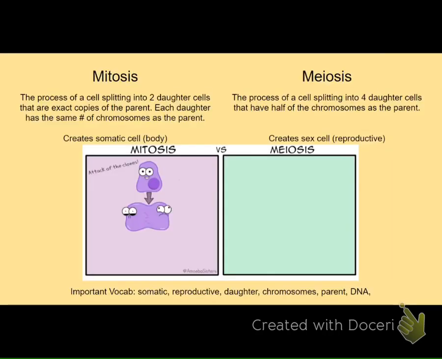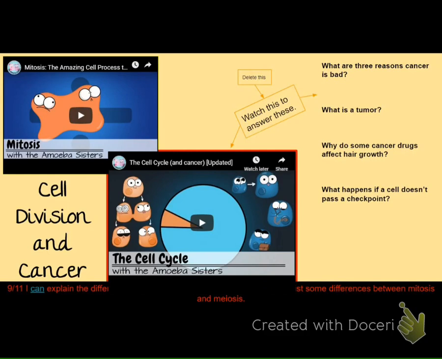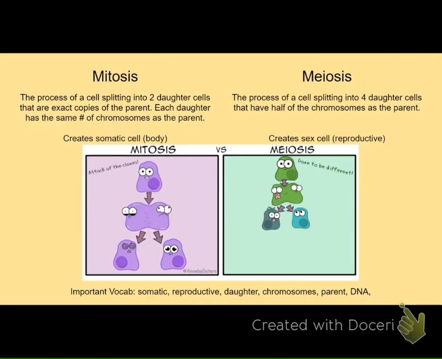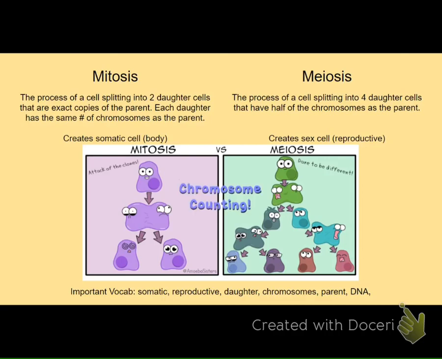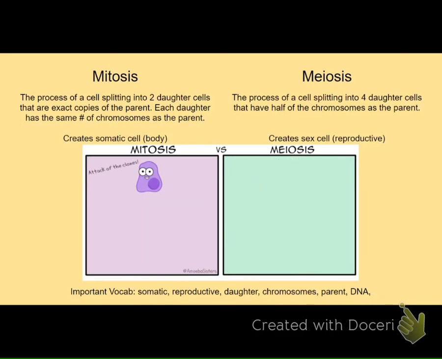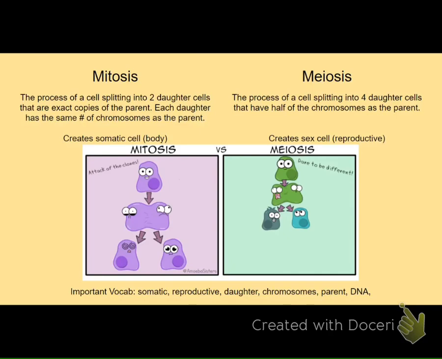Mitosis, meiosis. We talked about how it affects tumors, which I think y'all found interesting. I know I did. We talked about the differences, and you should be able to tell me the differences using some of this vocab: somatic, reproductive, daughter, chromosomes, parent, DNA. If your little sister comes and says, "Hey, big brother, big sister, where is a part of your body that goes through mitosis?" What would you say? Mitosis.